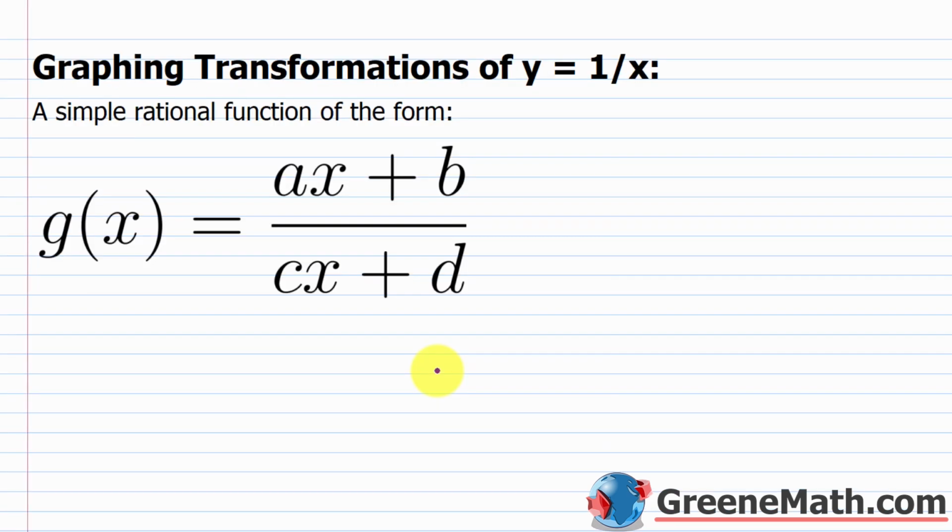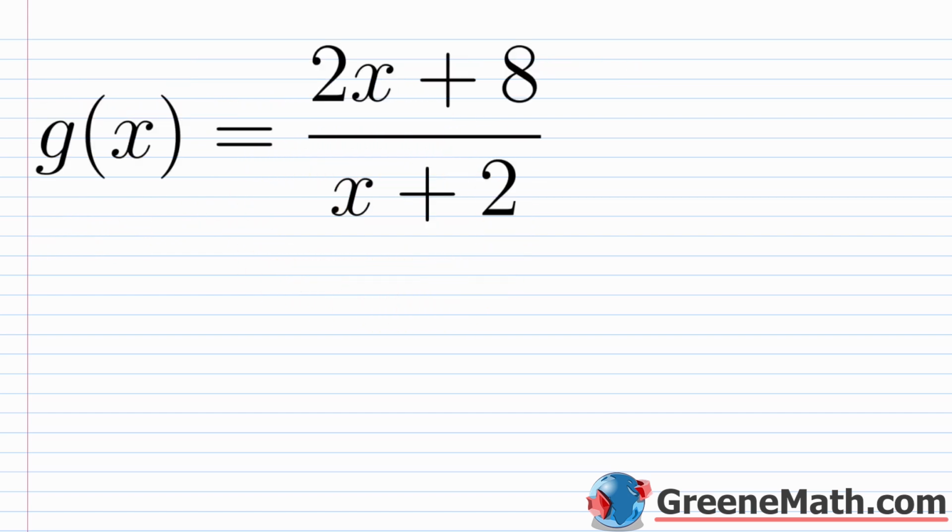All right, so at the beginning of this section, you're going to be able to use graphing transformations to graph your problems. So this is going to be graphing transformations of y equals 1 over x. So you could say f of x equals 1 over x. So I have here a simple rational function of the form g of x equals ax plus b over cx plus d. So if you get something that looks like this, so something like g of x equals 2x plus 8 over x plus 2, you can use graphing transformations for this. Now, it might not be obvious how you're going to do that, but essentially, if you compare this to f of x equals 1 over x, before doing anything, you might be stuck.